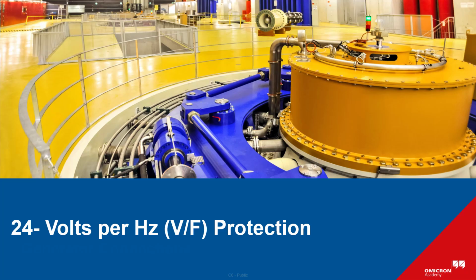In this video we will be exploring the overexcitation and the 24 volt per hertz, or V over F, protection, commonly known as 24 in the ANSI code of protection. This function protects the generator from excessive V over F ratios, which can cause magnetic saturation, overheating and insulation damage. We will discuss how overexcitation occurs, its typical causes, and how modern relays calculate the V over F ratio to provide both warning and fast trip protection.